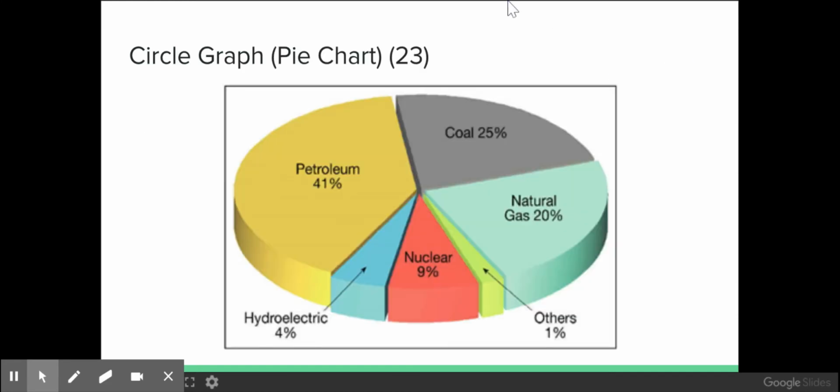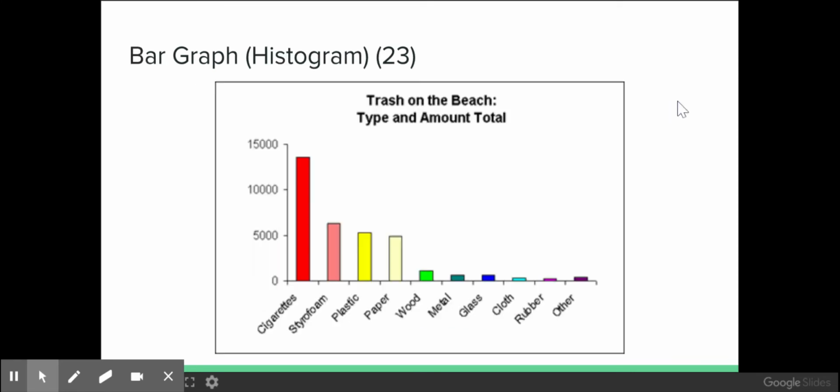Pie charts are the most useful type of graph to use if you're dealing with percentages. So this is a summary of all the different types of electricity production in the United States. All of it is out of 100%, and this would be a good situation to use a circle graph.